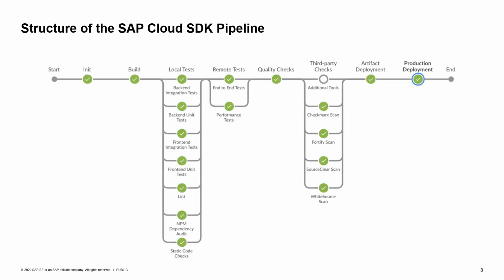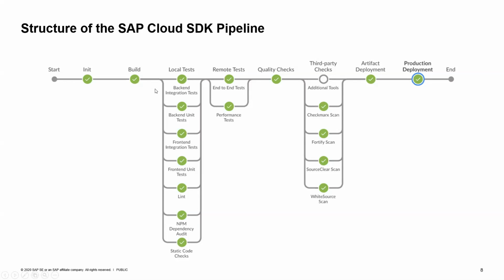And on this slide, you can see an overview on the structure of the Cloud SDK pipeline. And this figure, you need to read it from left to right. So on the left, you see the start of the pipeline. And first of all, the pipeline will be initialized, and then the application will be built.